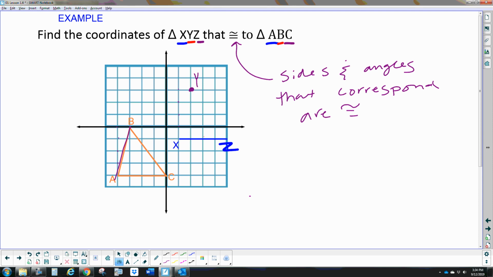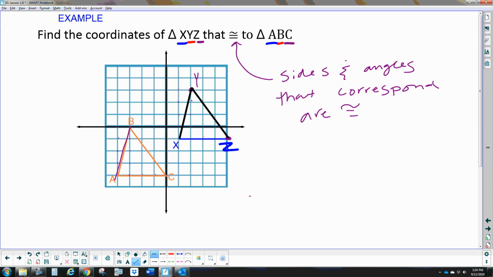Okay, then to get point C, Z is already here, but just as a double check, let's count the rise, which in this case is -4, over the run, which is 3. So 1, 2, 3, 4, 1, 2, 3. Okay, and just as we expected, it is right at point Z. So here is our triangle.